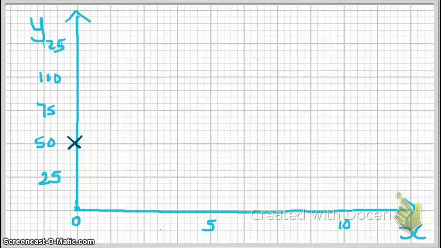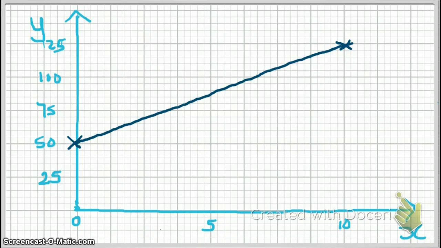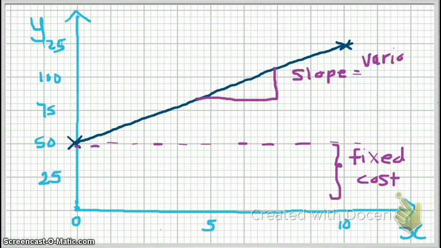And then we find another point. Let's say at 10 hours, our total cost we said was about $120. And then we would draw a straight line through that point. That line represents your total mixed costs. Your fixed cost portion of this line is here, and the balance is your variable cost. Also, the slope of this line is your variable cost per unit. It represents your $7 that we were paying per hour.